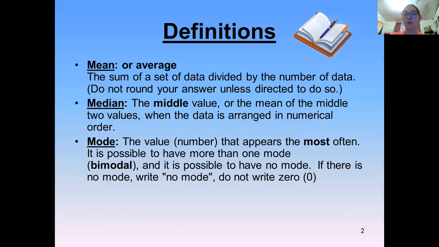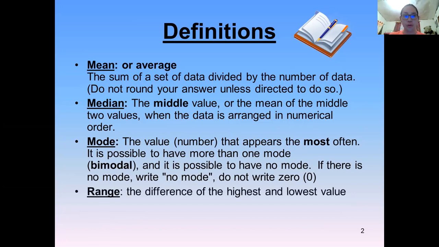If there is no mode, write "no mode." Do not write zero, okay? Do not forget that one. If there is no mode, just write "no mode." Do not write zero. I hope you'll be able to grasp that.